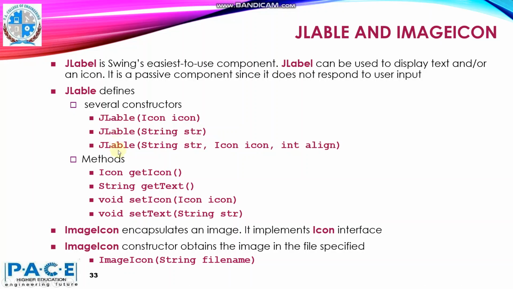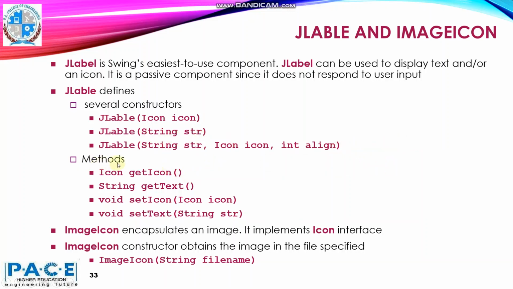Similarly, if you want to display both text and an icon, you can specify both. The first parameter is the string, the second parameter is the icon, and you can also specify the alignment. You want it left aligned, right aligned, center aligned, etc. You can specify that here.